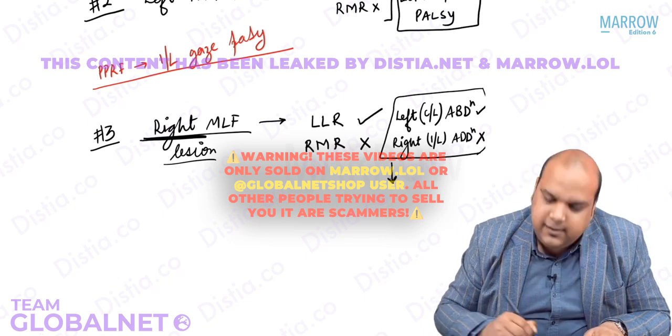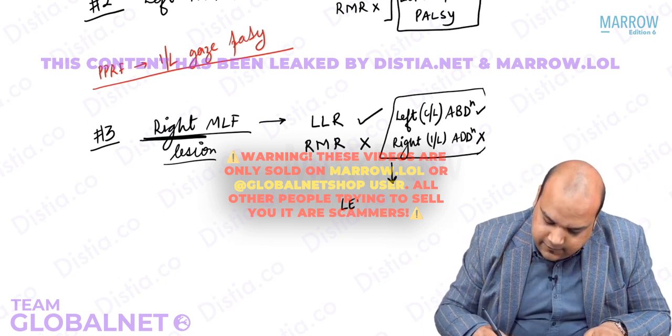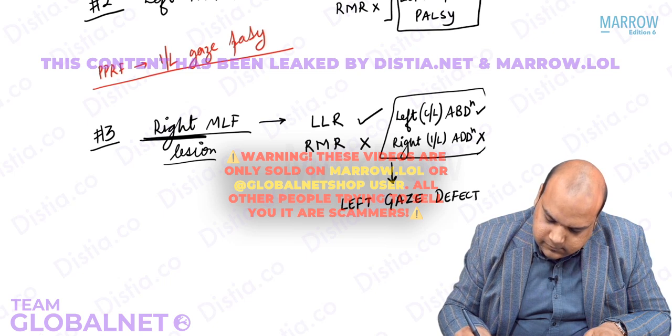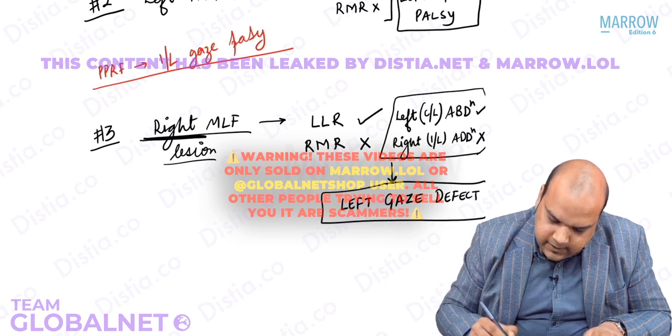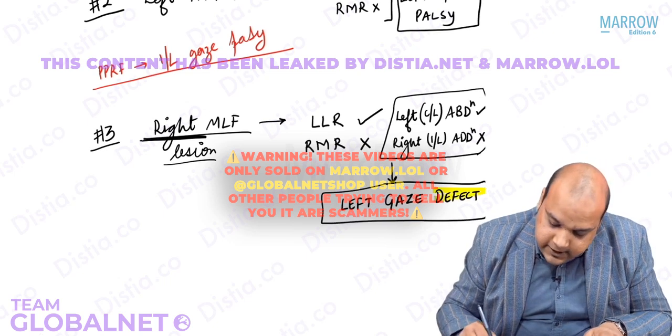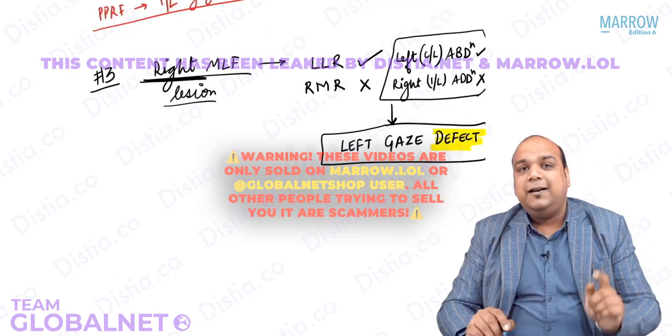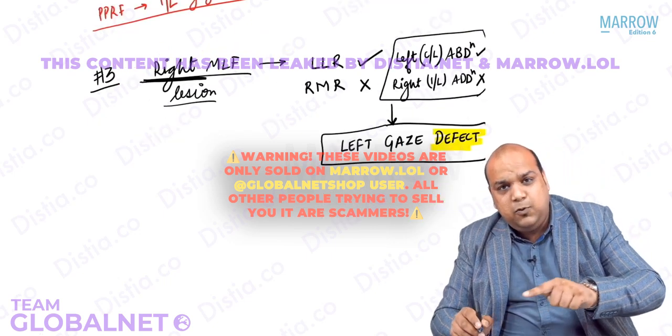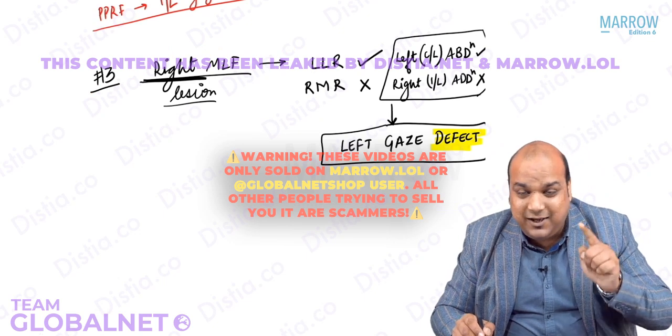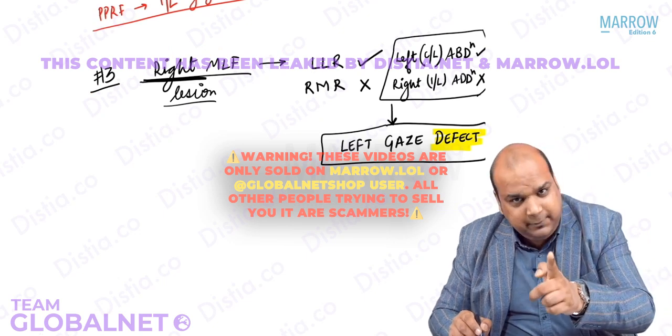What is the end result? Left gaze defect. Now, why are we using the word defect here? I hope you understand. Because one eye is able to move and the other eye is not able to move. Am I clear to everybody?